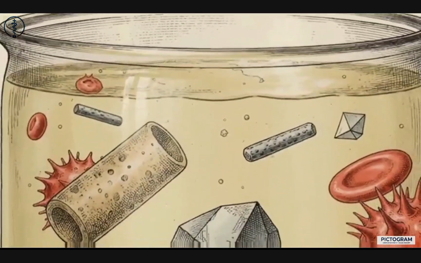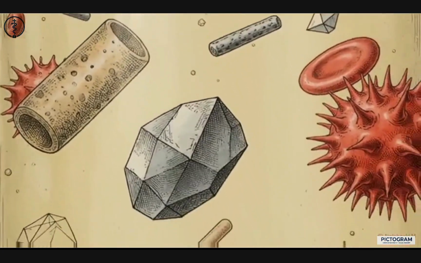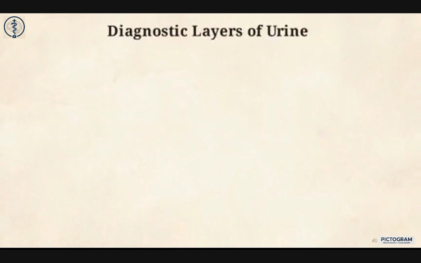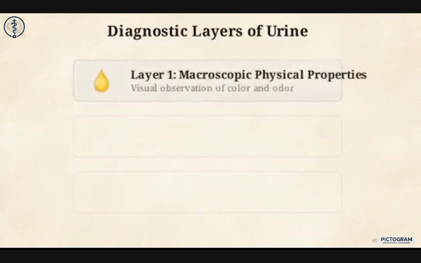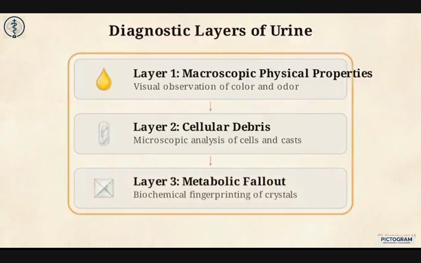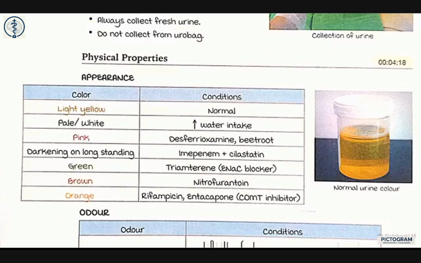A routine urine sample is essentially a high-density data artifact, a non-invasive liquid biopsy of the entire renal system. Evaluation of this fluid requires decoding 3 distinct layers: macroscopic physical properties, cellular debris, and metabolic fallout. This data represents the first layer of diagnostic evidence, where specific macroscopic variations immediately indicate the state of the kidney.